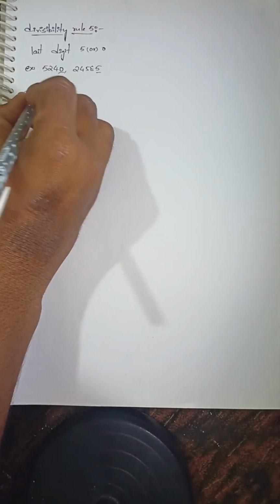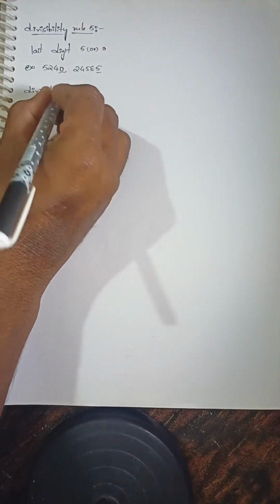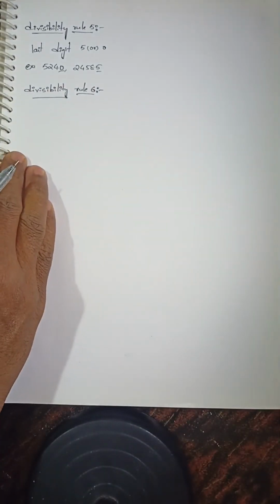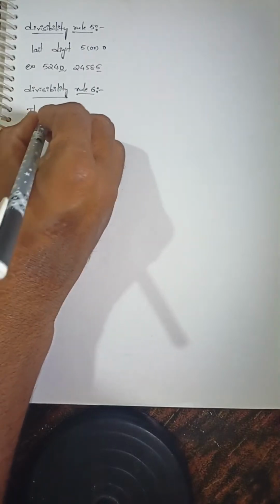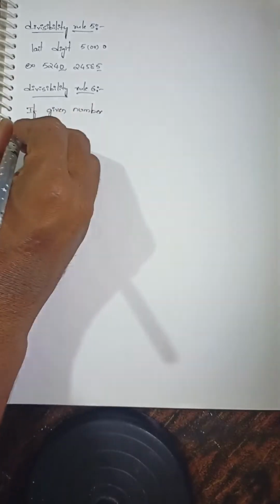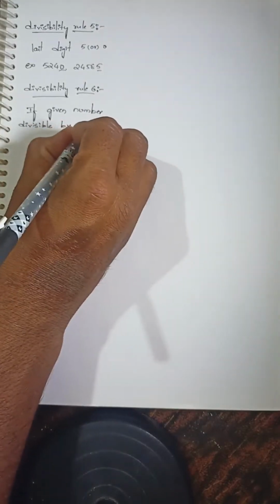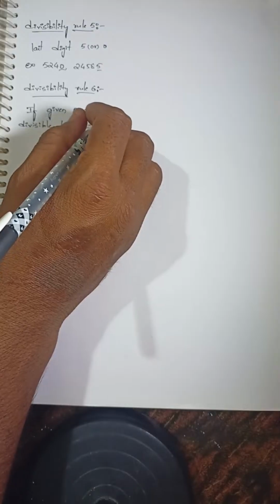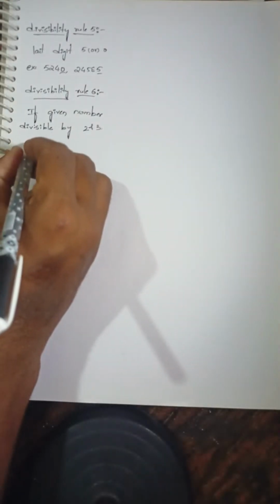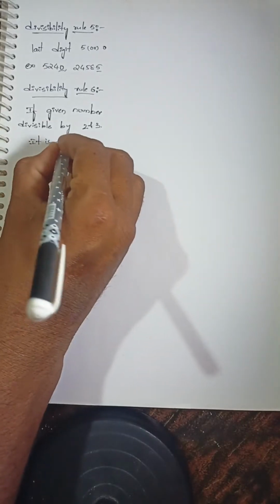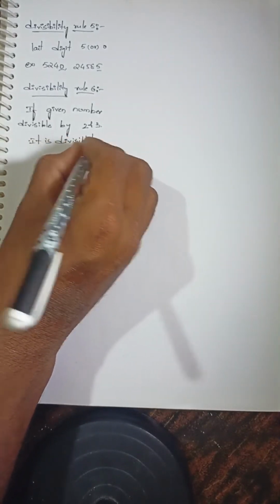Next, divisibility rule 6. What is divisibility rule 6? Very simple. Divisibility rule 6 is if the given number is divisible by 2 and 3, then automatically according to divisibility rule it is divisible by 6.